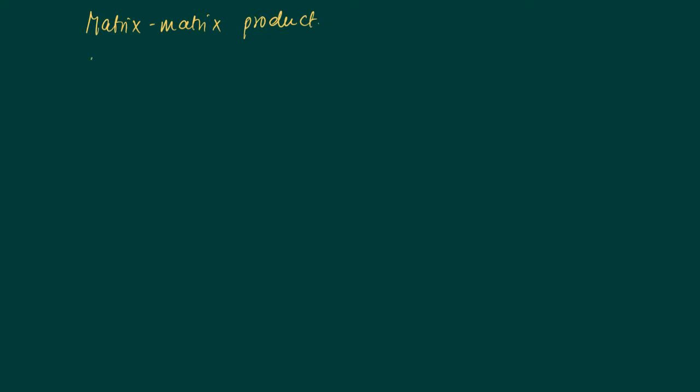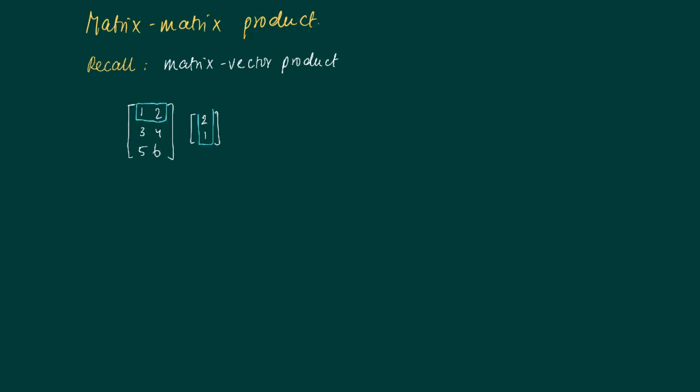In this clip we will define the matrix-matrix product. Recall that we have defined the matrix vector product. So how was this constructed? Suppose we have a matrix 1, 2, 3, 4, 5, 6, and we multiply it by a vector 2, 1.